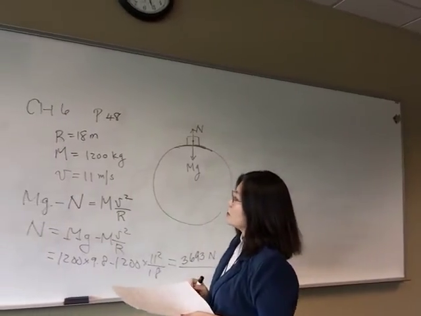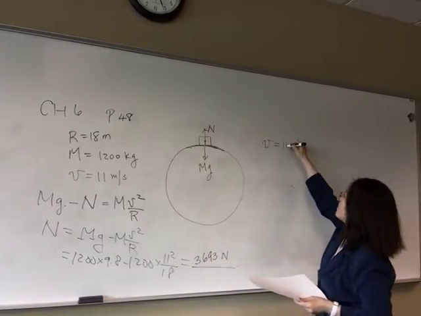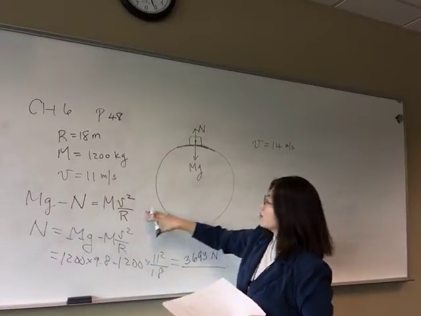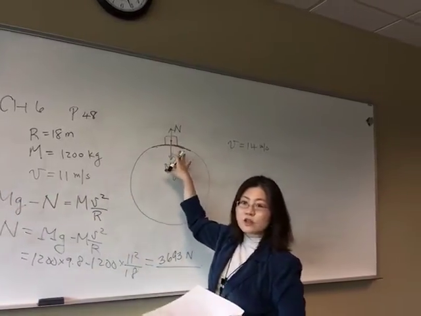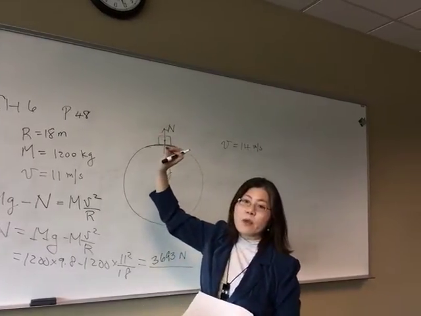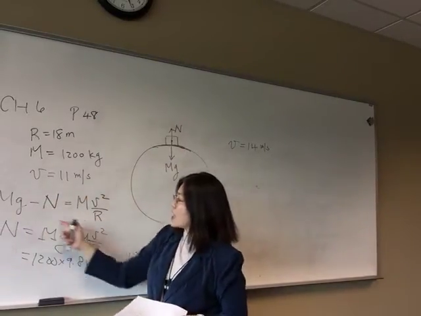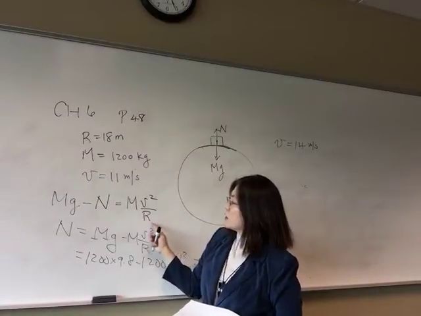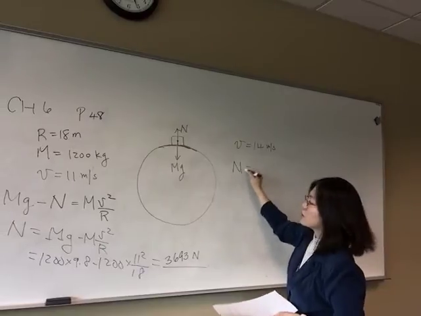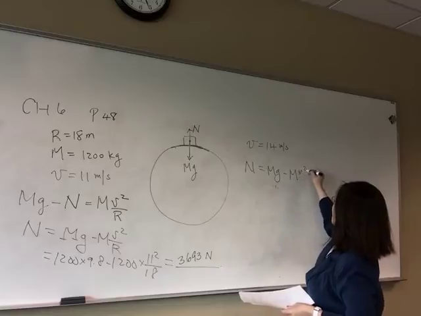Now let's look at the situation when the velocity changes. When the velocity changes to 14, what will happen? You still have equations like this. Because the free body diagram does not change, you still have mg minus the normal force, and the net balance gives rise to the centripetal force. So the only thing that you would change is the magnitude of the velocity. So from here you have your N equal to mg minus m v squared over r.